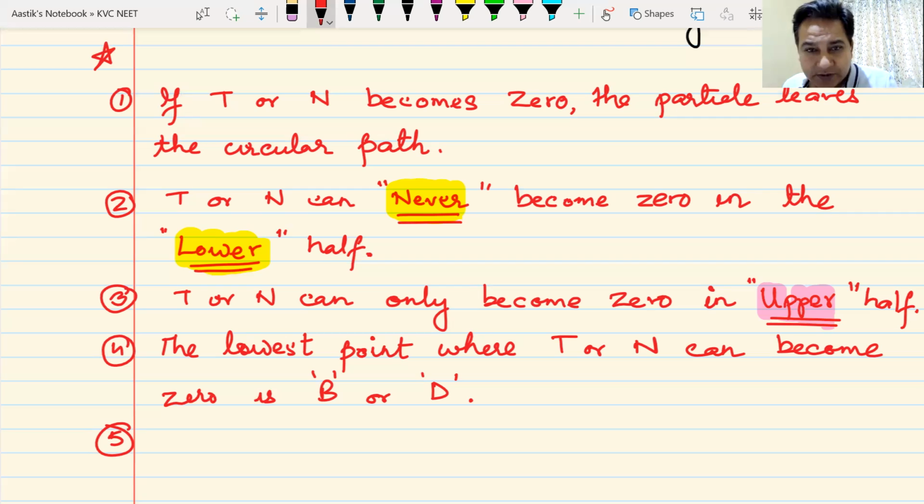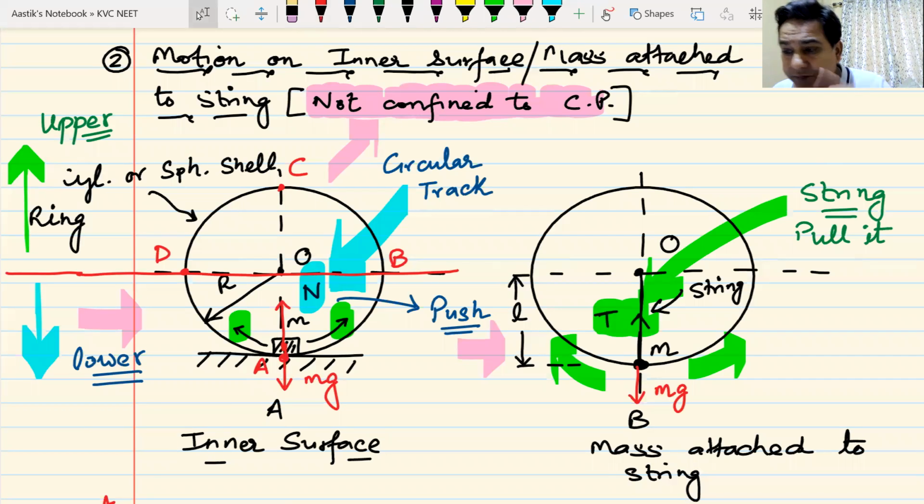Whether T will become 0 at point B, or whether T will become 0 at some other point. Say, for example, if I go back to your diagram, between B and C, in this entire region, I have an infinite number of points, literally. I have an infinite number of points between B and C.